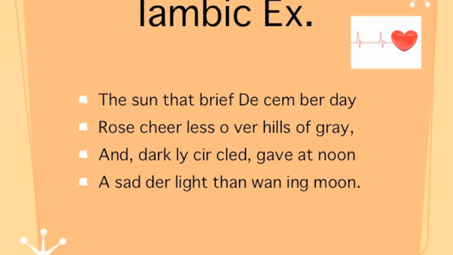So iambic rhythm. The sun, that brief December day, rose cheerless over hills of gray, and darkly circled gave at noon a sadder light than waning moon. Please pause the video at this time and try to read this with iambic rhythm.